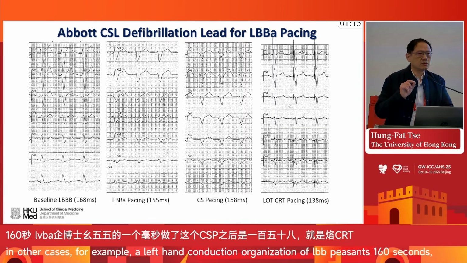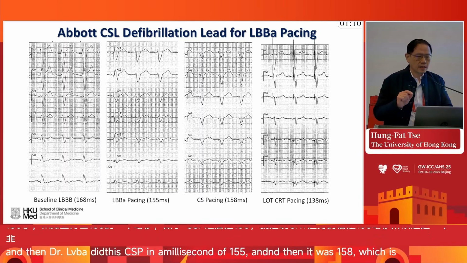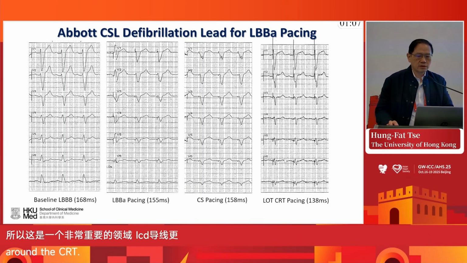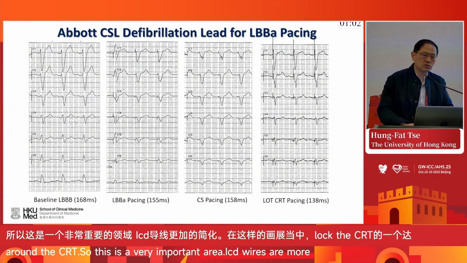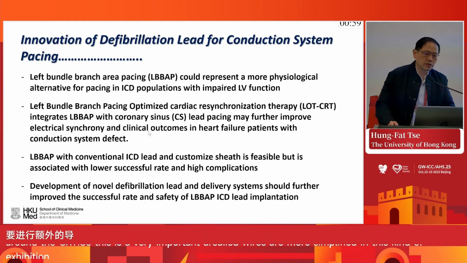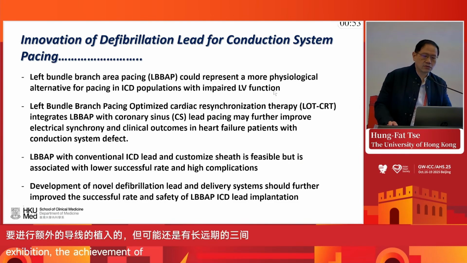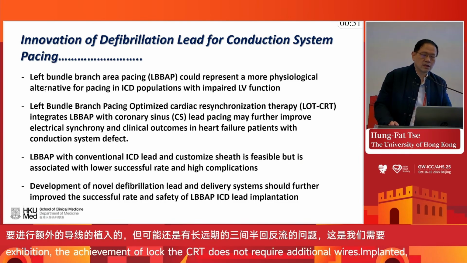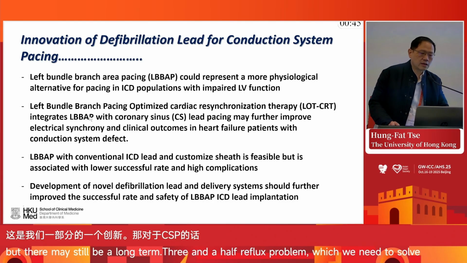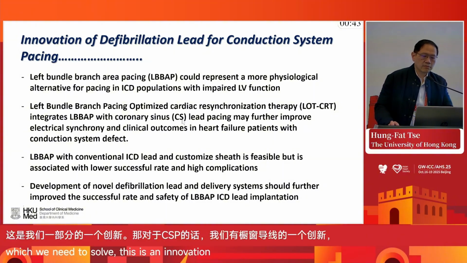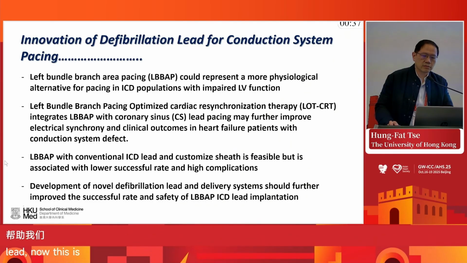So again, this is a very important area. We can now simplify the ICD lead in those patients to achieve LOT CRT without an additional pacing lead in the right ventricle. That will eliminate a potential issue of long-term tricuspid regurgitation and lead-related problems. So hopefully I can summarize with you: LBB area pacing could represent a more physiological alternative in a lot of ICD patients with impaired heart function. And with LOT CRT, we're integrating LBB area pacing with CS pacing, which may further improve electrical synchronicity and outcome in heart failure patients with conduction system pacing.